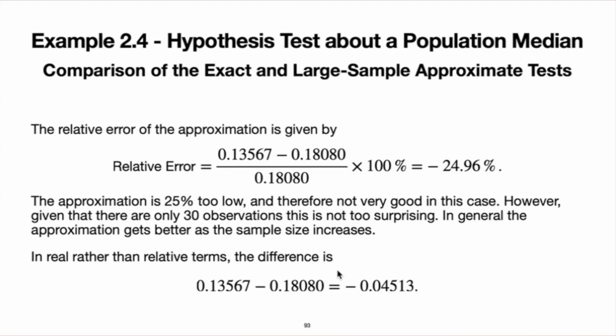Now, one thing to consider, instead of looking at the relative error, let's look at the absolute error. And again, I won't take the absolute value of the difference because the sign tells me whether my approximation is too high or too low. All right, and so the absolute difference, the approximate value minus the true value, is negative 0.04513. And so we get a sense of the quality of the approximation by looking at that difference as well. So neither of these would be very good.